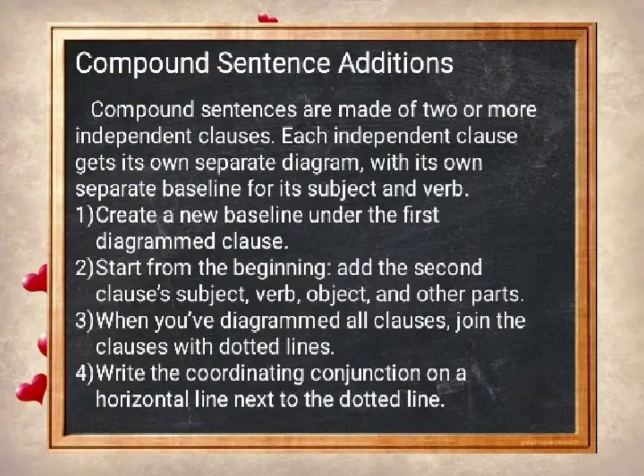Compound sentence additions. Compound sentences are made of two or more independent clauses. Each independent clause gets its own separate diagram, with its own separate baseline for its subject and verb. Create a new baseline under the first diagrammed clause. Start from the beginning. Add the second clause's subject, verb, object, and other parts. When you diagram all clauses, join the clauses with the dotted lines. Write the coordinating conjunction on a horizontal line next to the dotted line.